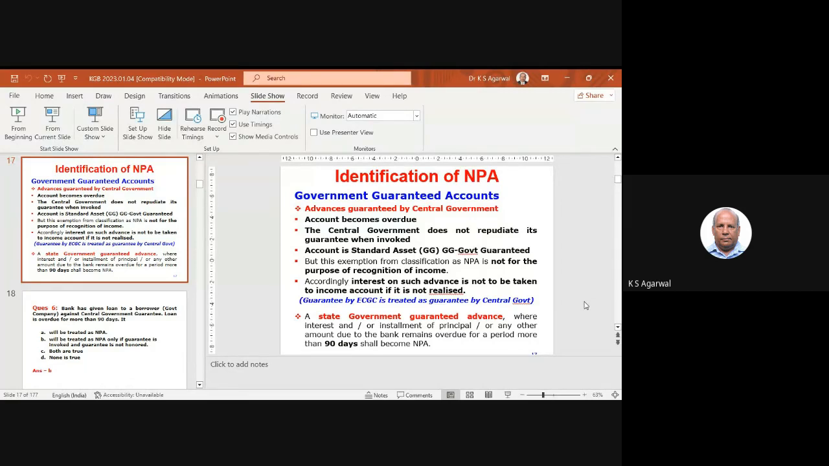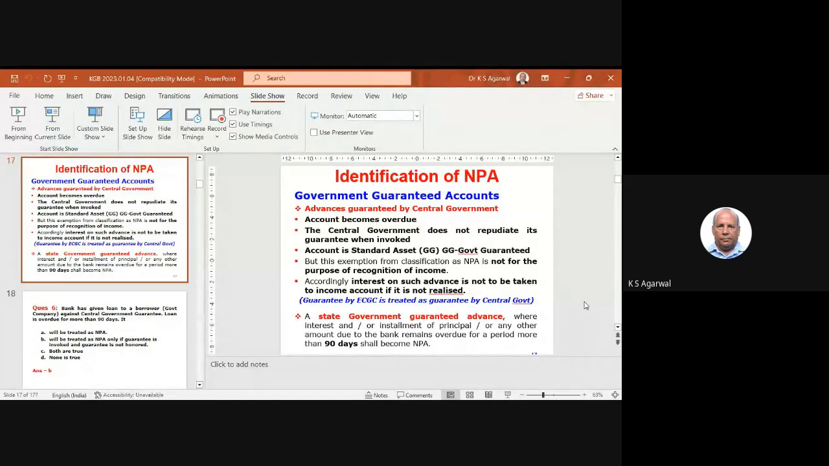GG means government guaranteed. But this exemption is only for the purpose of asset classification, but not for the purpose of income recognition. We will see later on that whenever an account becomes NPA, interest on an NPA can be taken to income account only on the realization basis, not on accrual basis. So this central government guaranteed account, here also interest cannot be taken to income account if it is not realized.